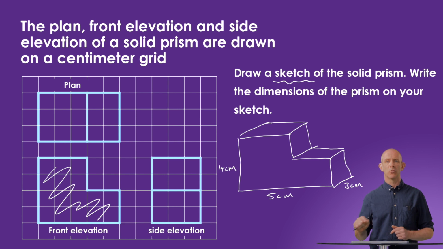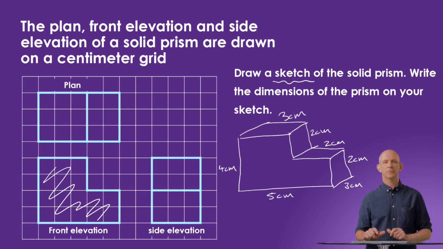These back edges are all 2 centimetres, with the exception of this top one that's 3 centimetres. So here we've completed the 3-dimensional sketch of the shape. Next, let's look at creating some nets of the 3D shapes, which is going to come in very useful when we go to calculate surface area in the next video.